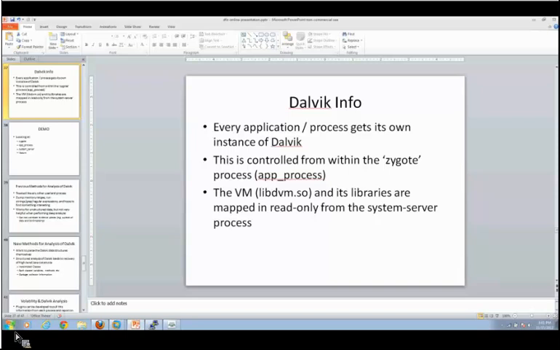It's really the app process on disk if you wanted to reverse it, or it's open source if you wanted to read the source code. You're not going to find a Zygote process, so look for the app process one. And the virtual machine is encapsulated within a shared library called libdvm. Obviously, it's lib Dalvik virtual machine.